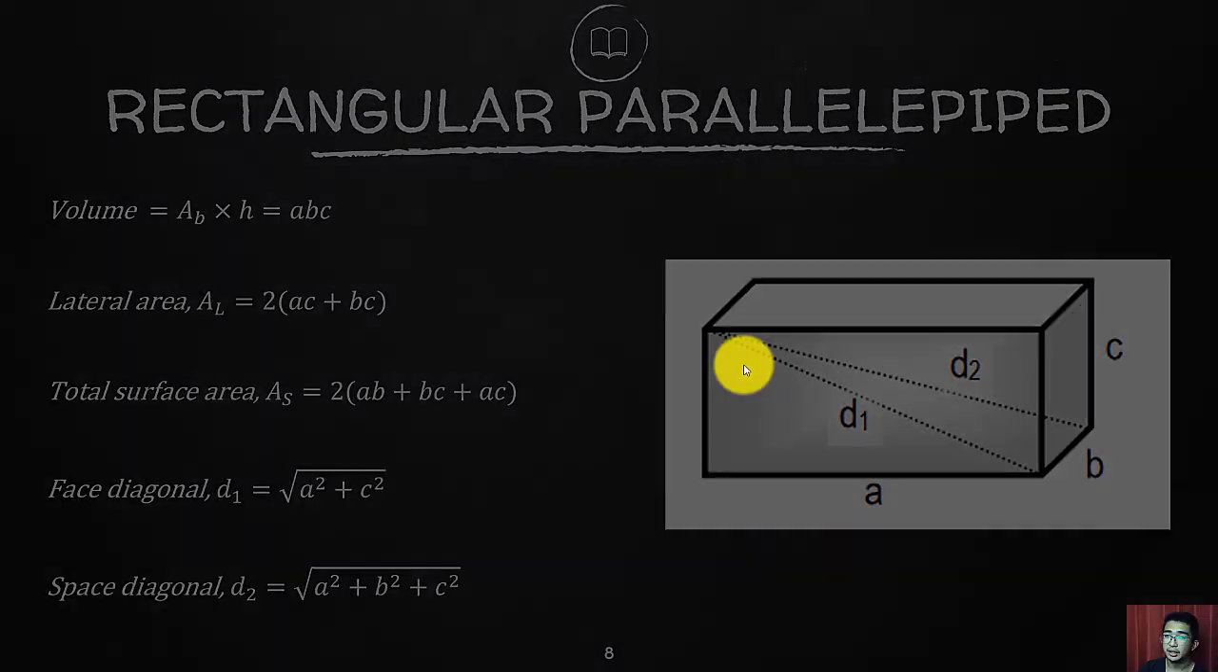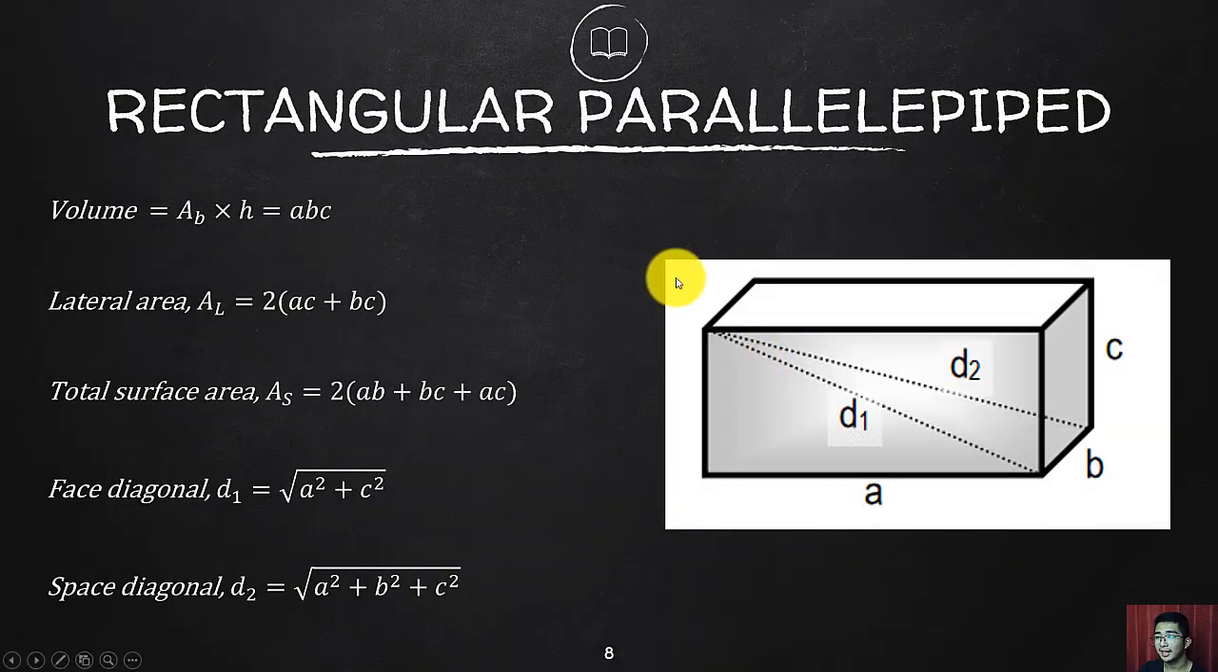So a good example of a prism is your rectangular parallelepiped. This is an example of a prism because it has, let's say, a square or a rectangle as a base.